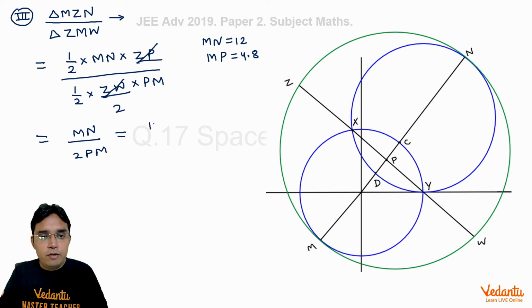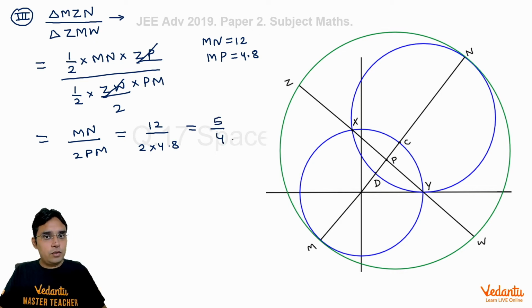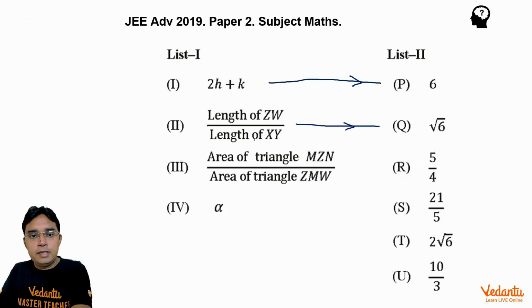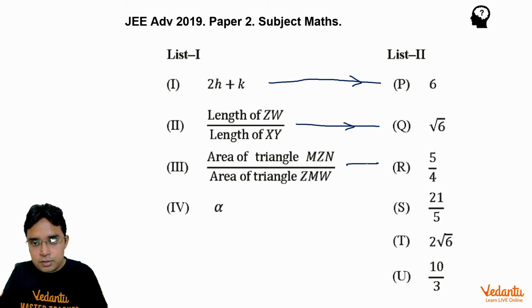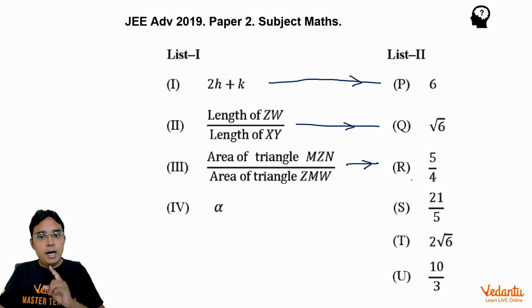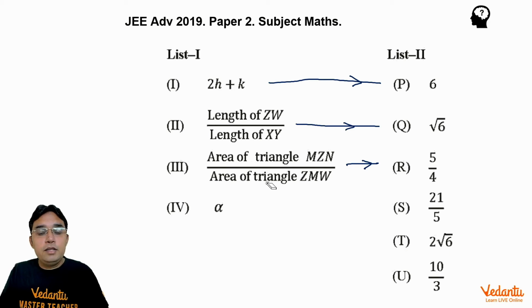This MN we have found in previous parts, 12, and PM also we have found in the previous part, that was 4.8. So this after calculation comes out to be 5 by 4. So for this third part, answer is 5 by 4. So this third part will be connected with R. Now fourth part, the value of alpha.